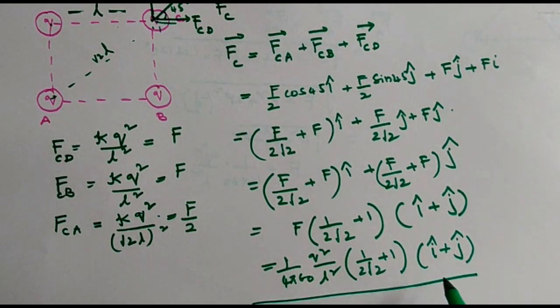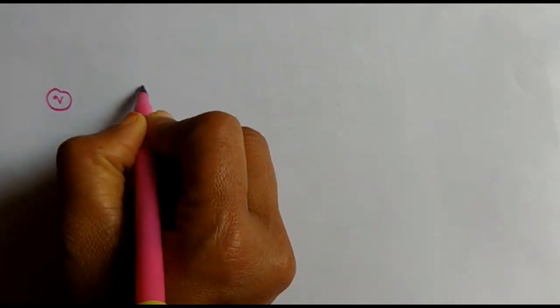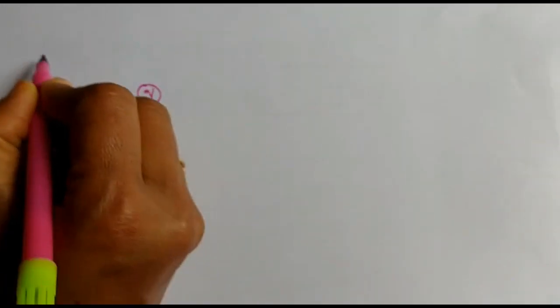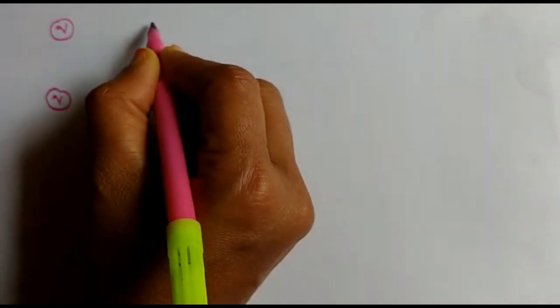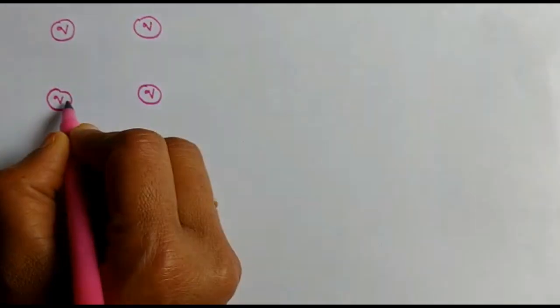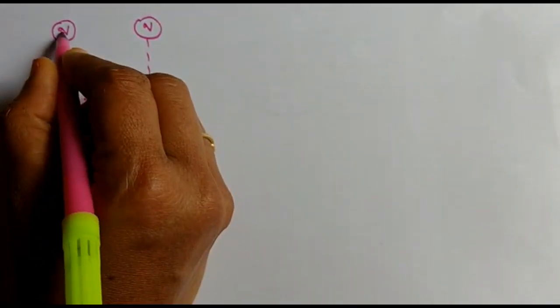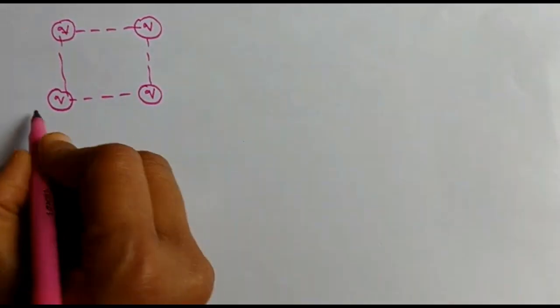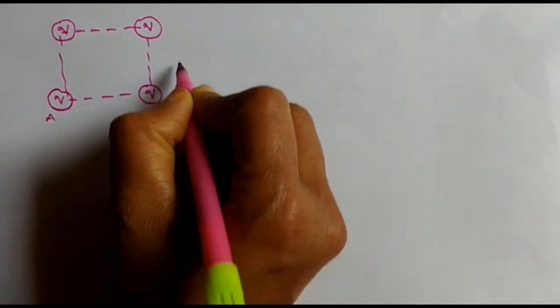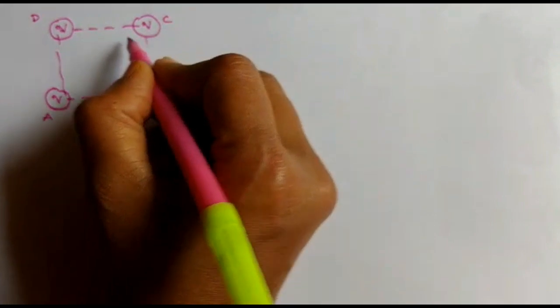But if you want the answer in scalar form, I'll tell you one more method. An alternative way to solve the same question, that is 4 point charges at the vertices of a square, and you need to find the force acting on any one of the vertices. In the previous problem, I told you how to express it in I caps and J caps. Now look at the simple way of solving it.